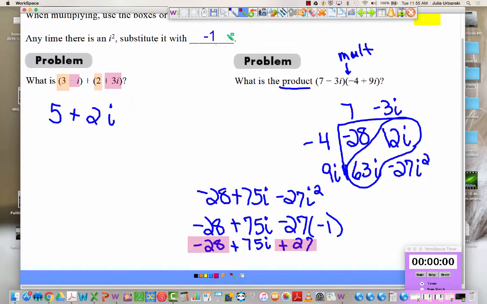Oh, that was your final answer? Yeah, the negative 20 and the 27 go together and become negative 1. Combine those. And then you still have plus 75i because that's separate. They're not like terms. They can't go together. That is your answer, and that is complex. That's what you were saying, right? Negative 1 is a real number. 75i is an imaginary number. Together they make a complex number.